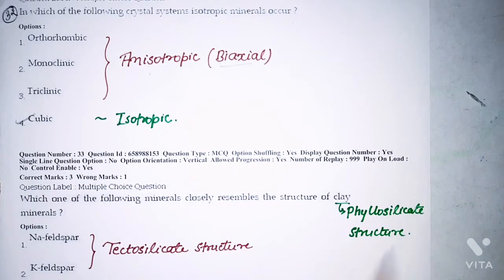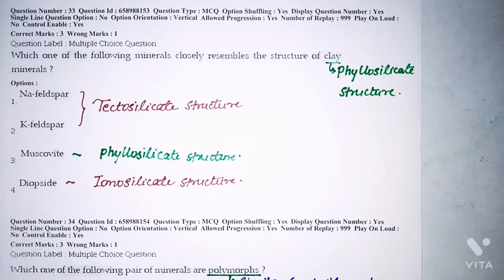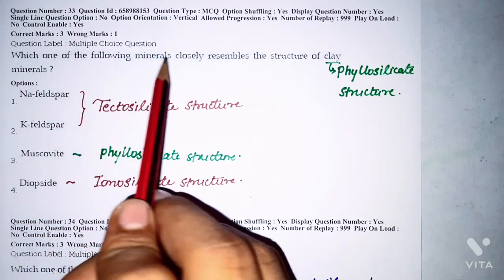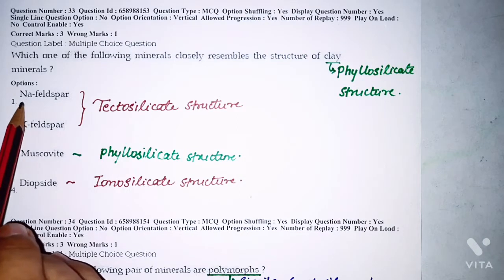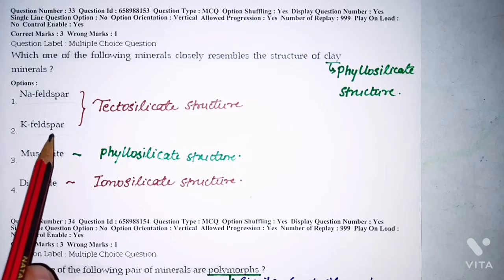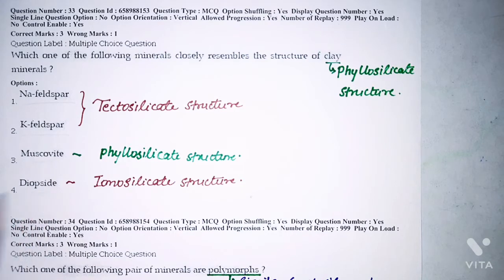Now coming to the next question. Which one of the following minerals closely resembles the structure of clay minerals? First one is sodium feldspar, second is potassium feldspar, third is muscovite, and fourth is diopside. If you look at all four options, all four are silicate minerals, and all these silicate minerals have a definite silicate structure.